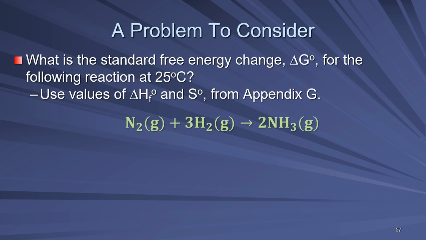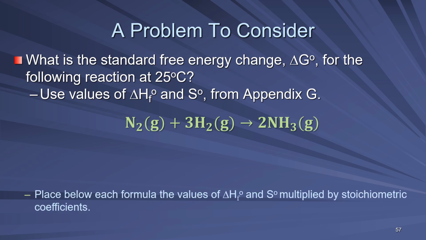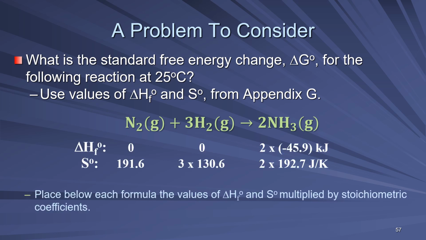So what is the standard free energy change for the following reaction? Use the values of delta H and S from Appendix G. So we can first find the delta H for this reaction. I looked up the values for you. So the delta H of formation for elements, as we know, is 0, but if you look them up, it'll tell you it's 0, so that's good. So it's always good to look it up.